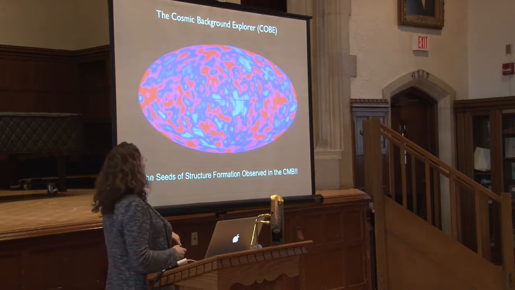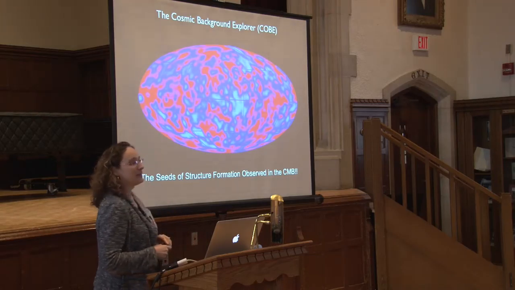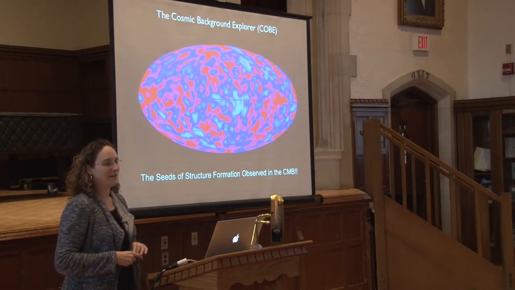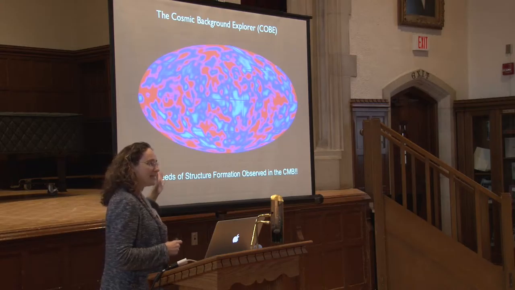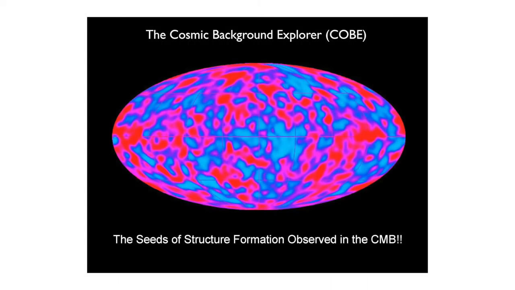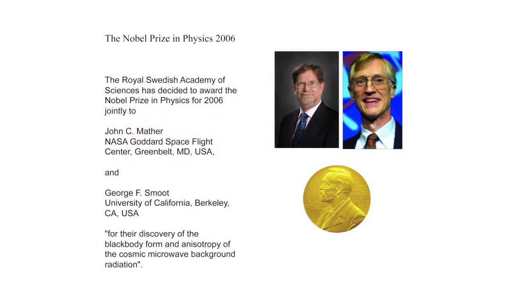Well, what else? They also saw these variations. These are the seeds of structural formation, that this is it. This is the first look at where all of the structure in the universe came from. So that was the second Nobel Prize given in 2006 for the measurement of that black body and the identification of the fluctuations. But there's a lot more than that.